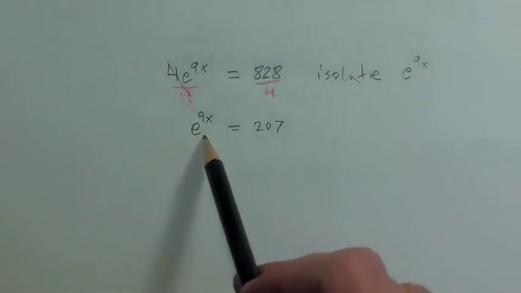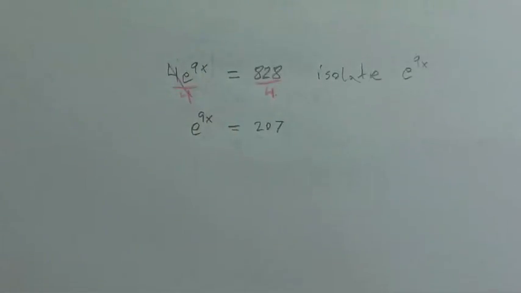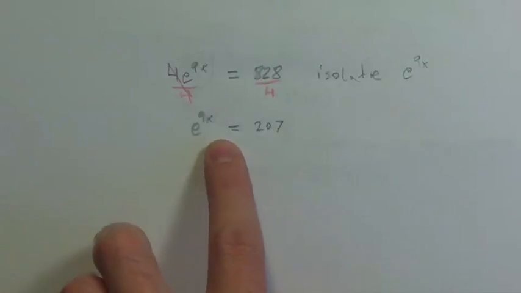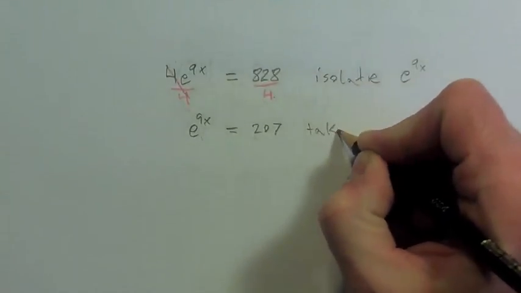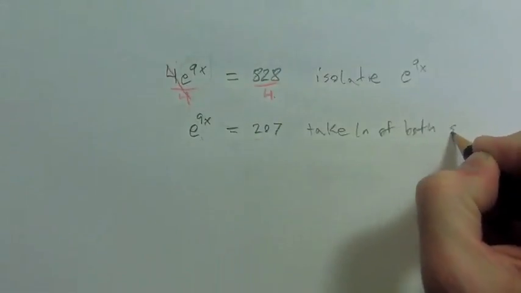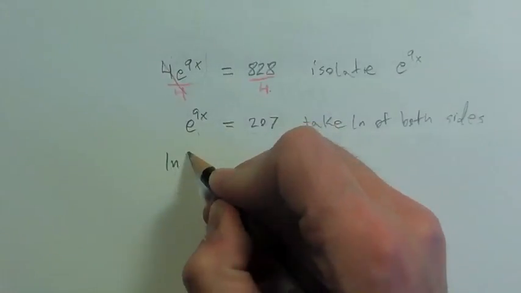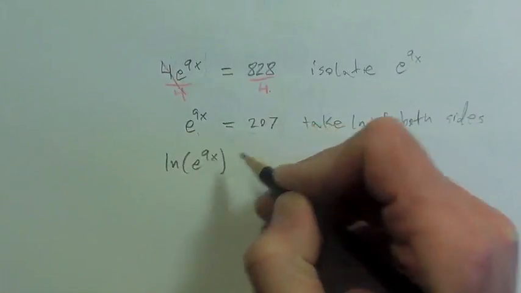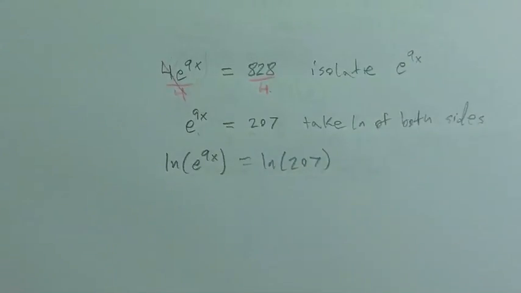Now that we've isolated this e to the stuff, and it isn't always just e to the x. It could be e to the 9x, it could be e to the 10x, it could be any weird thing like this. We're going to now take ln of both sides. So we'll get ln of e to the 9x is equal to ln of 207.